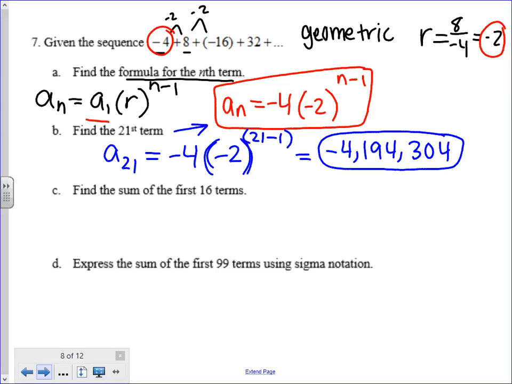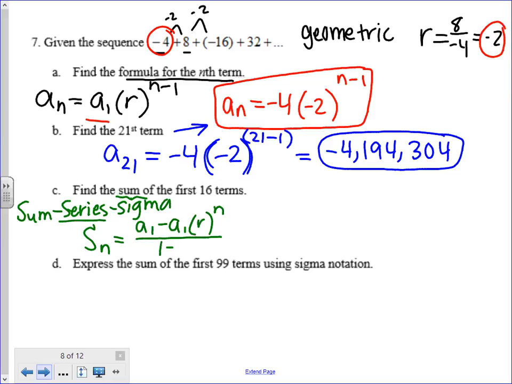Now it says to find the sum of the first 16 terms. Again, sum goes with series and sigma. So since it goes with series, I need to use the formula for geometric series. Right, so that formula is S sub n equals a sub 1 minus a sub 1 times r to the n, all over 1 minus r. Now I already have all that information here, so I can put things right into my calculation.